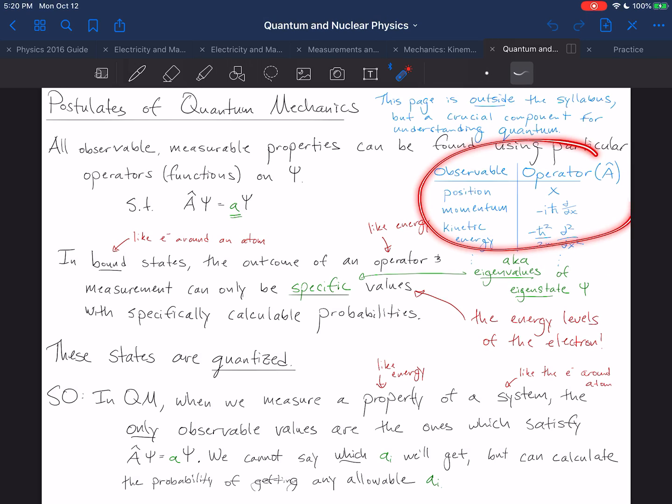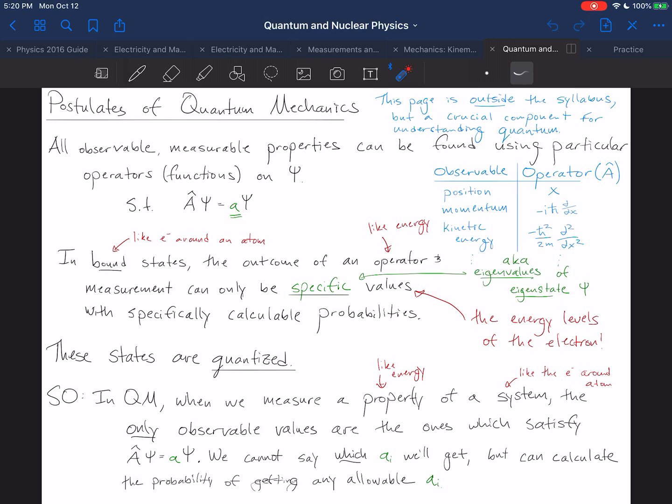For different observables, there are different operators. I'm just going to list a couple here without going into detail, in part because they involve math that is beyond this course. The position operator we have already seen. The momentum operator is negative i h bar, which is just h divided by 2 pi, times the partial derivative with respect to position. Kinetic energy will look similar, and for any observable, there's an operator.